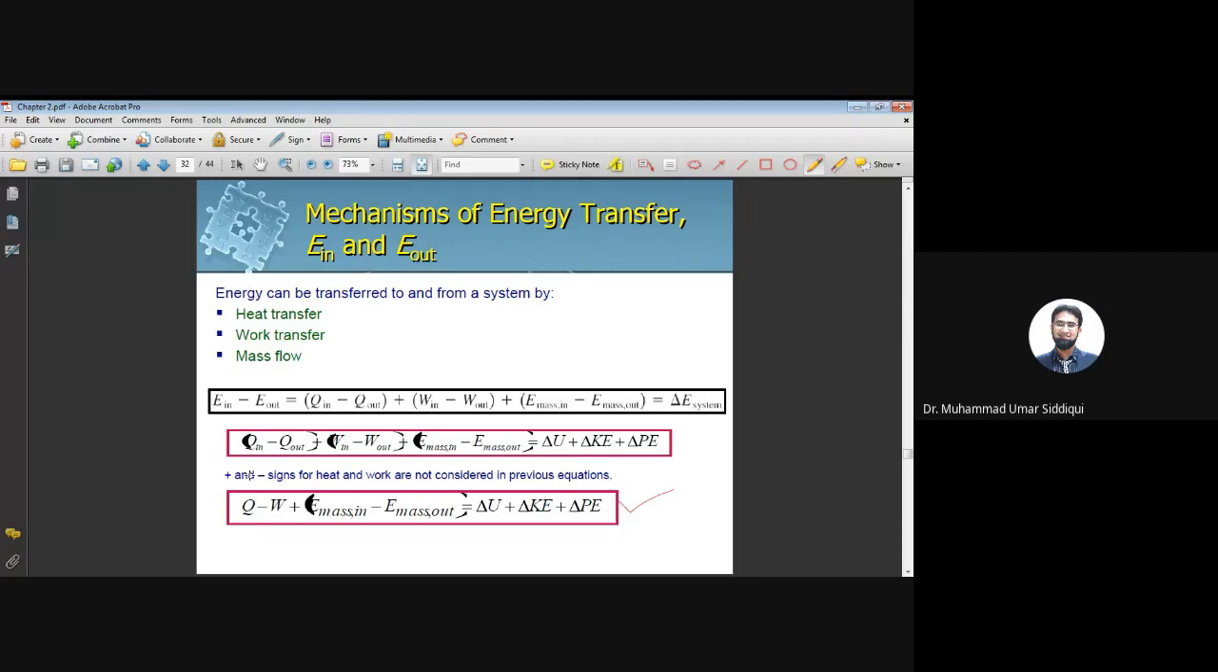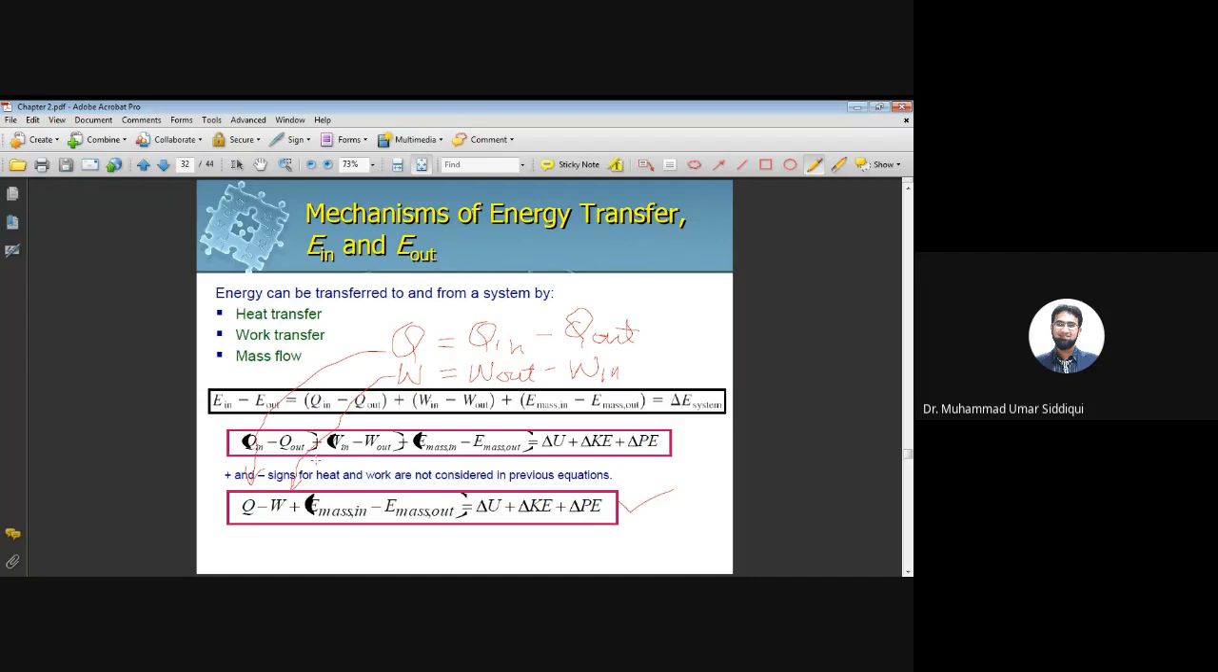We defined Q as the net heat input, so Q equals Q in minus Q out. At the same time, we said that W is the net work output, so we define W as W equals W out minus W in.